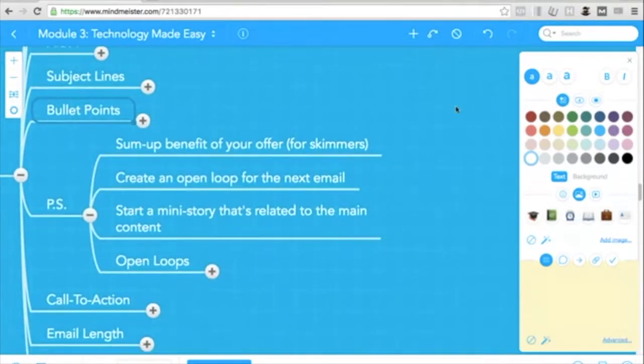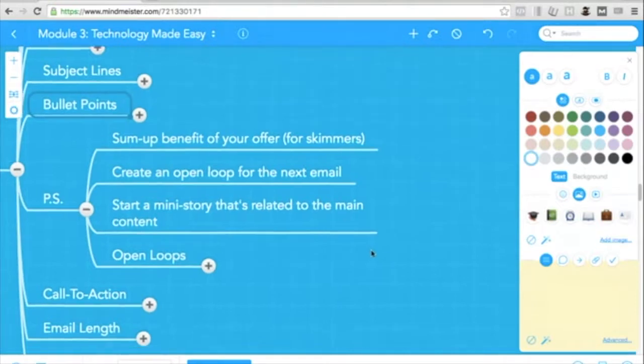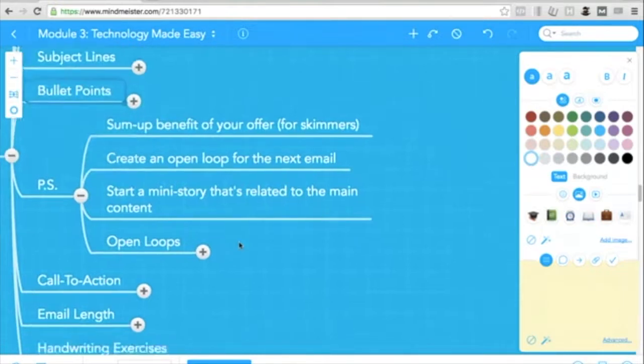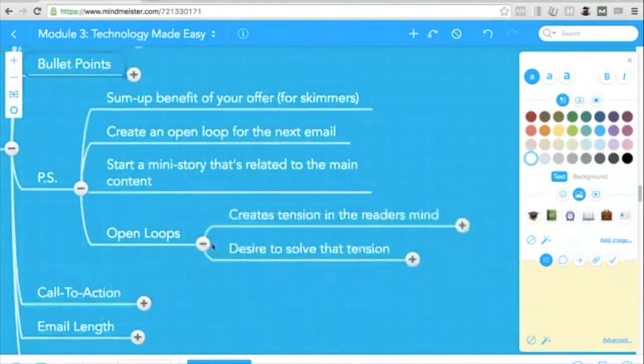You know how in TV series there's always a cliffhanger at the end, and then the next episode comes? You could use the PS for that. You could also use it as a mini story that is related to the main content of the email. Okay? Actually, you'll see this in action later on in Divine's email that I'll show you later on. Open loops, okay?